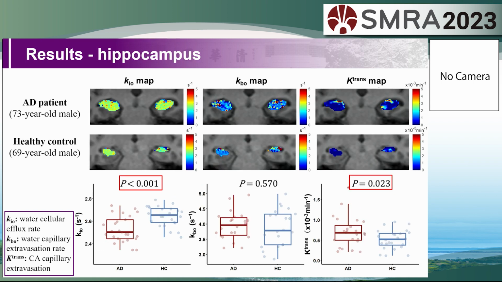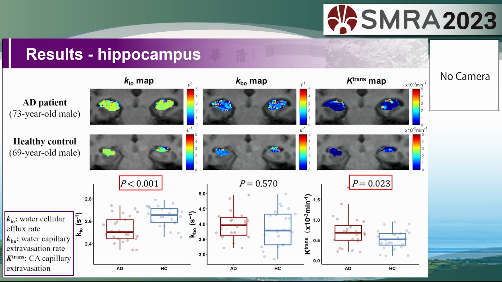And this slide shows the result of hippocampus. We can find that the AD group showed significantly lower KIO and higher K-trans than the HC group in hippocampus. This may result from the severe AD-related BBB damage in the hippocampus. And then the BBB allows more contrast agent to pass through and results in higher K-trans.